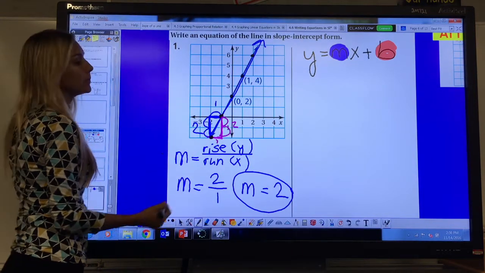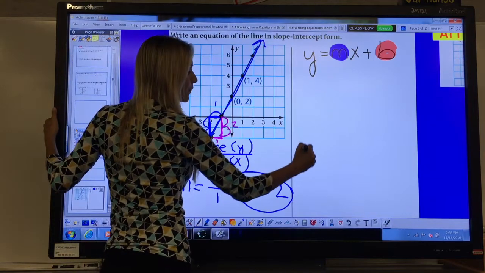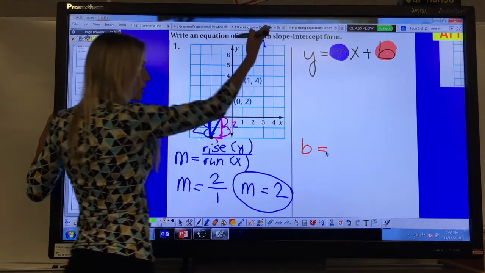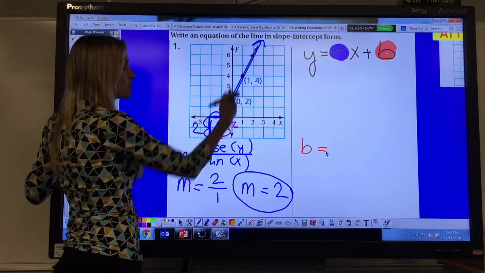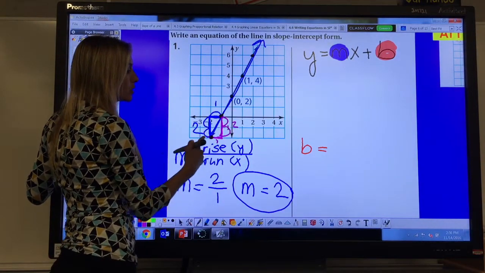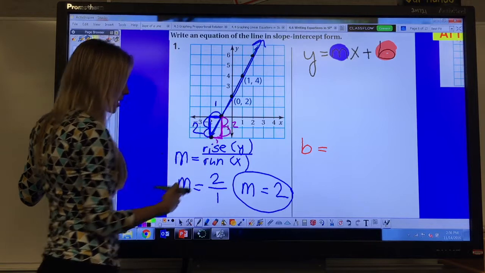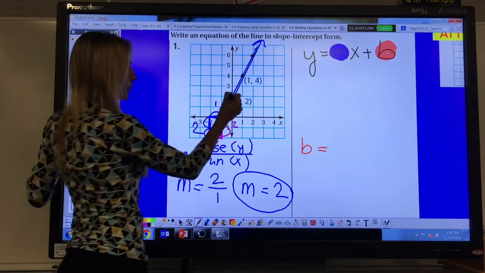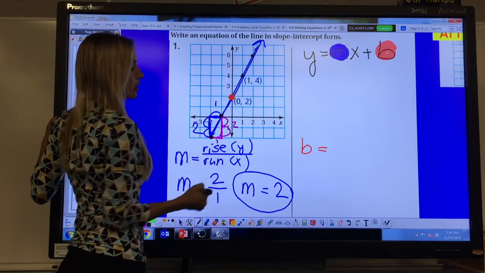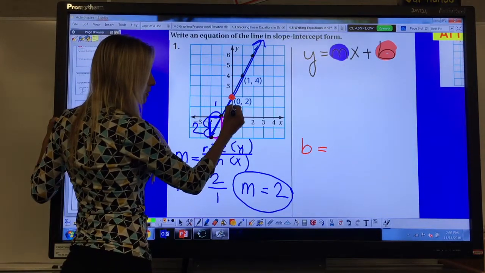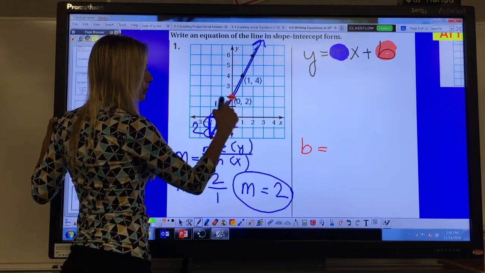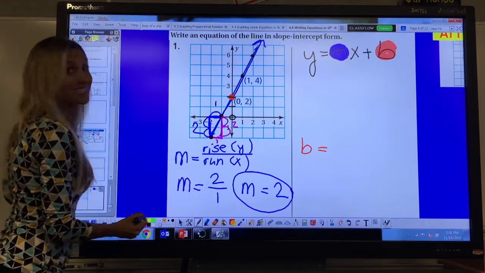Now I have to find my B. B is where the line literally intersects, touches the y-axis. Well, this is my y-axis. Where does the blue line intersect the y-axis? That's my B. And it's over here. And it is a number, let's see. This is a 0, 1, and 2. That's my B. B equals positive 2.